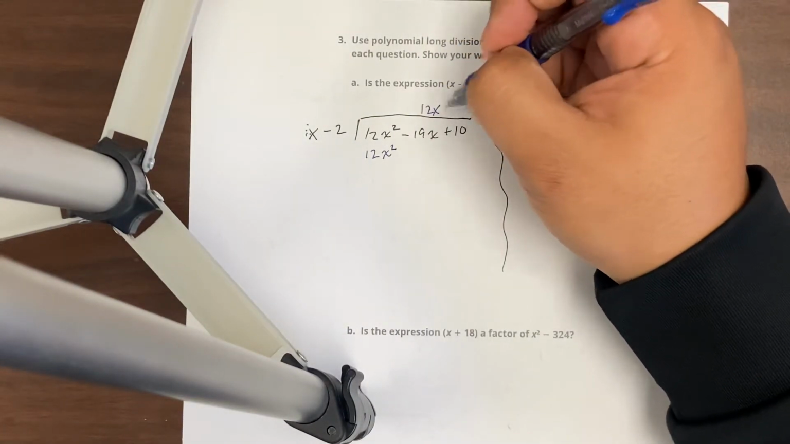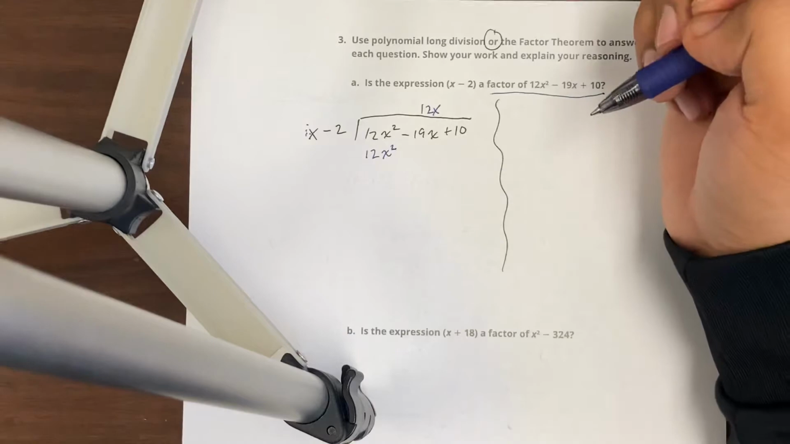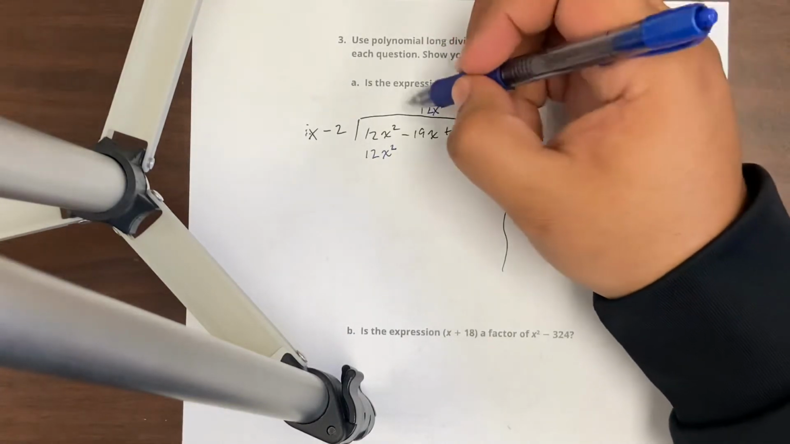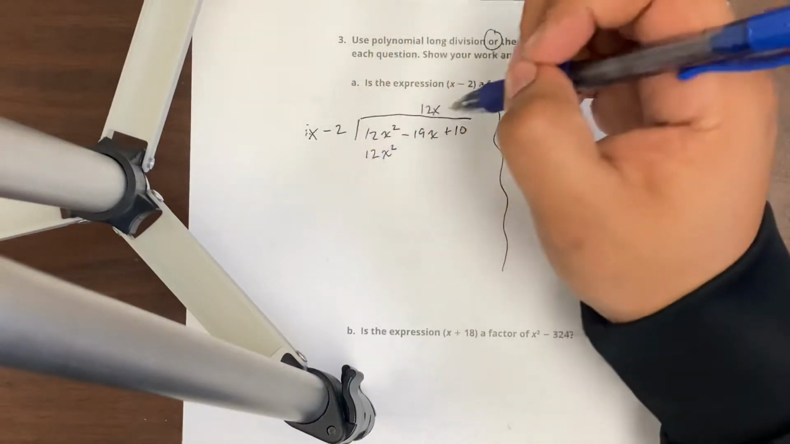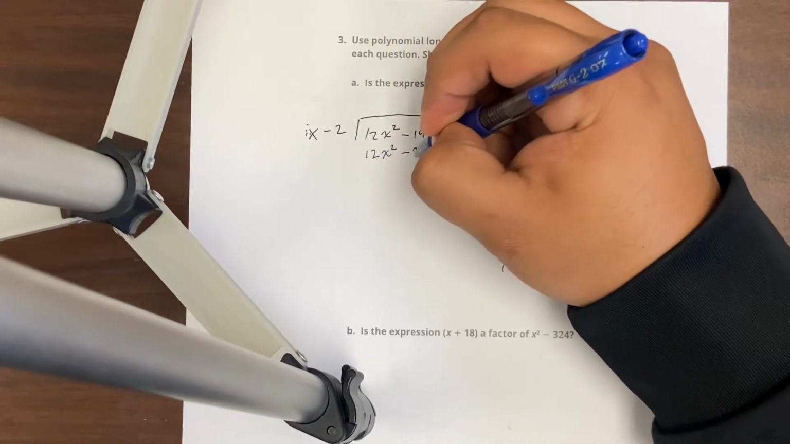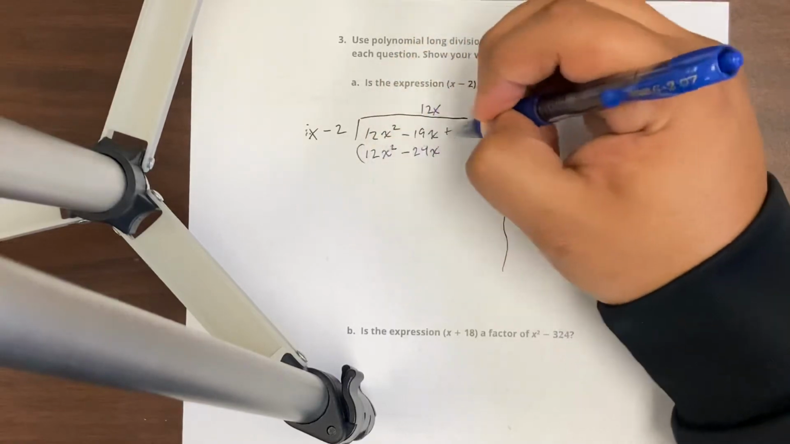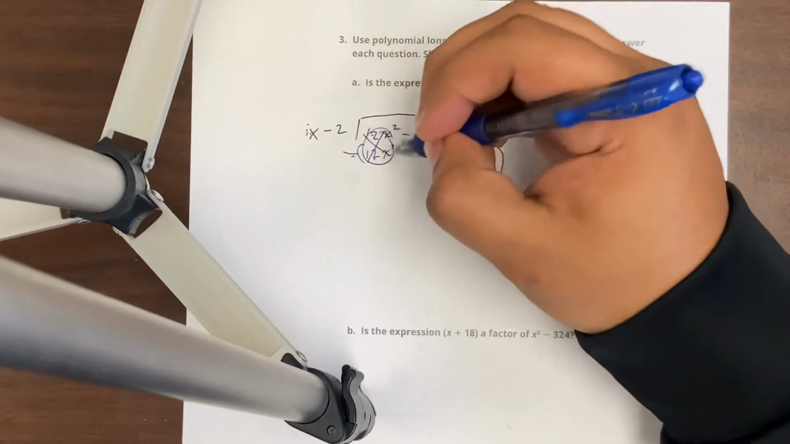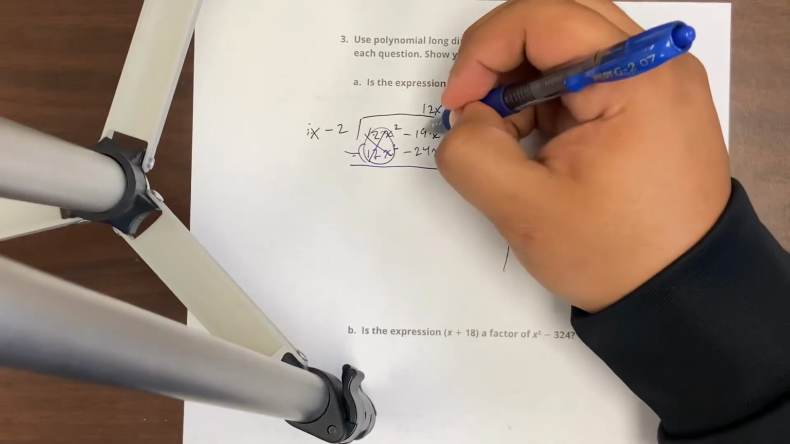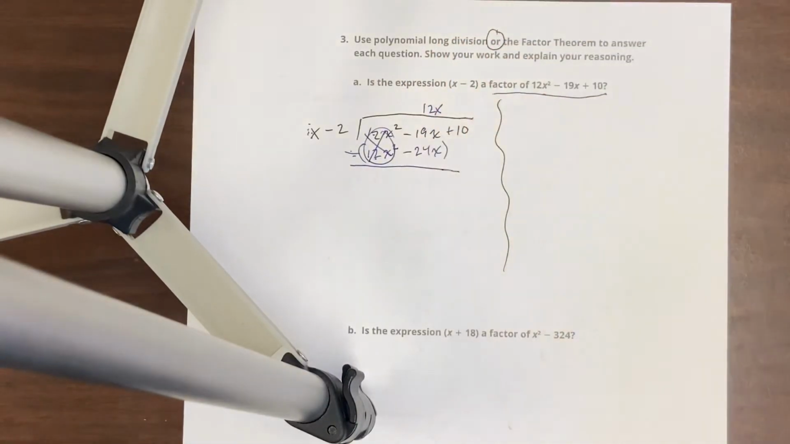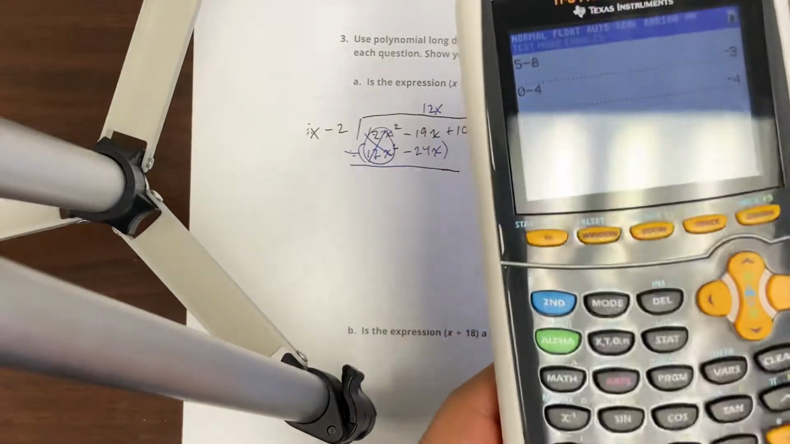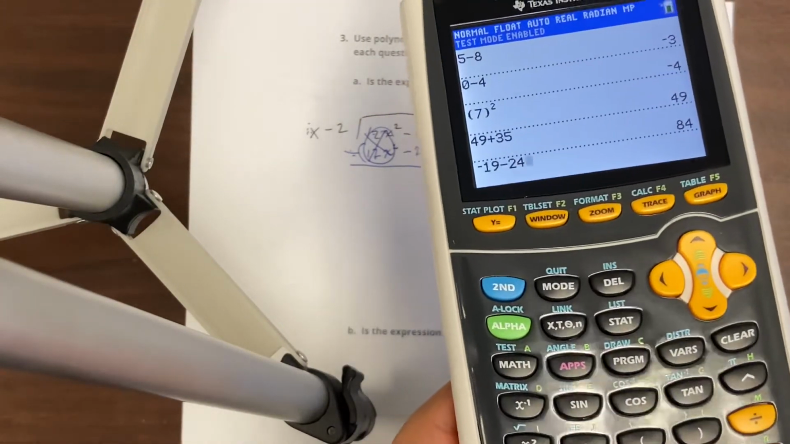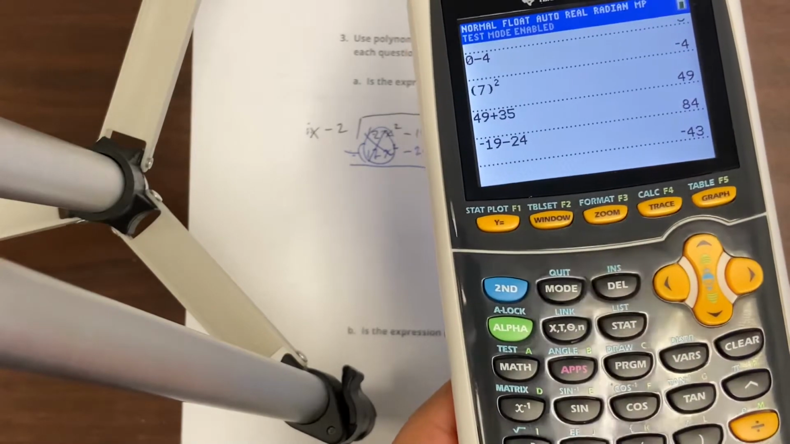Okay, something times x gives me 19x. Oh, I'm sorry, I'm getting ahead of myself. 12x times minus 2, that's negative 24x. Let's subtract this. 12 minus 12, that's 0. Negative 19 minus 24. I'm going to double check it just because I want to. Negative 19 minus 24. Negative 43.